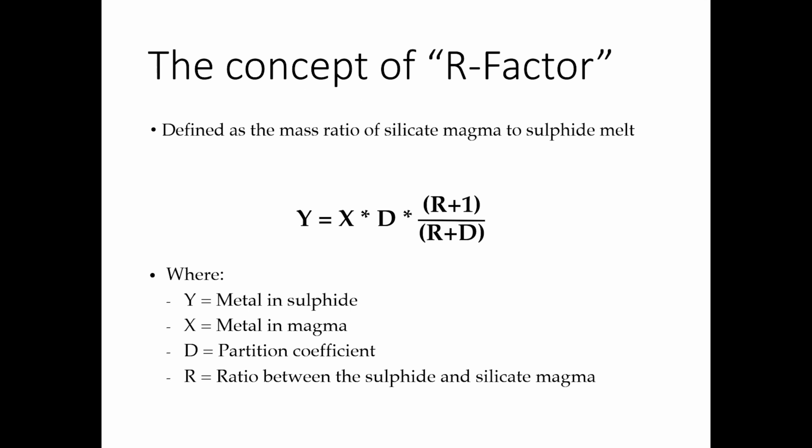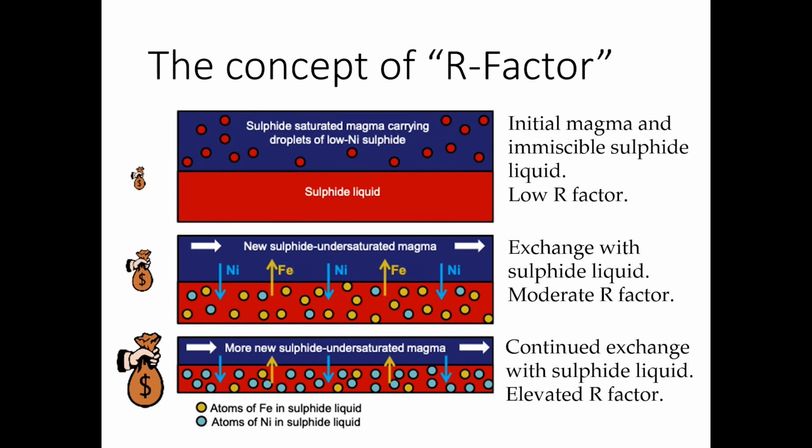Other things that are also important listed here are things like the partition coefficient, so how much those metals want to get into that sulfide melt. But really the ratio between the silicate melt and the sulfide melt is what we call the R factor. And this is a quick diagram sort of showing that.